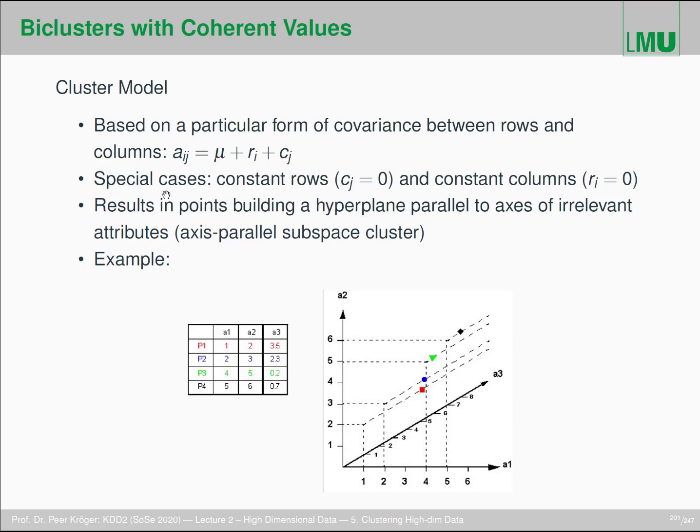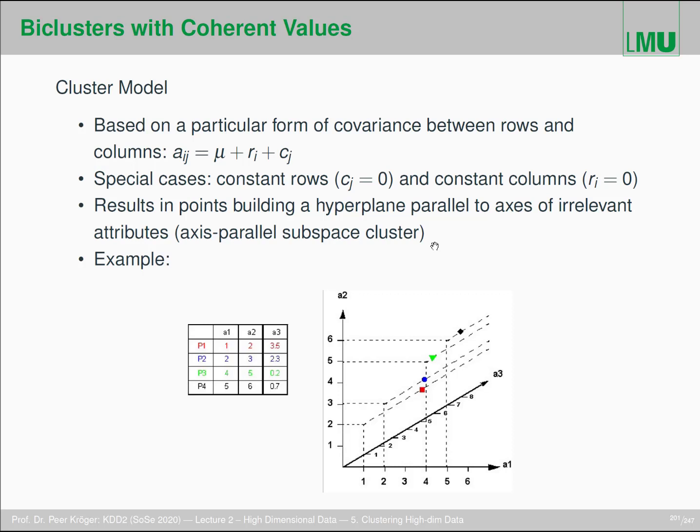The special cases obviously are constant rows if C_j is 0, and constant columns if R_i is 0. Then we are in the cases we just had right away. So what is the result? The points are located on a hyperplane parallel to the axis of the irrelevant attributes. And again, this means nothing else than they are axis parallel subspace clusters in a sense.